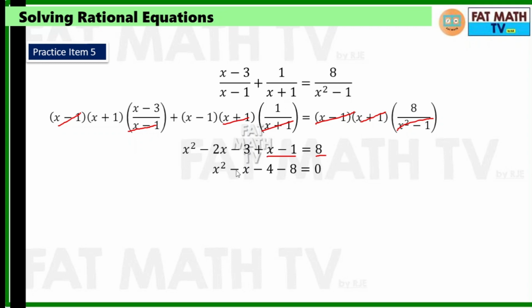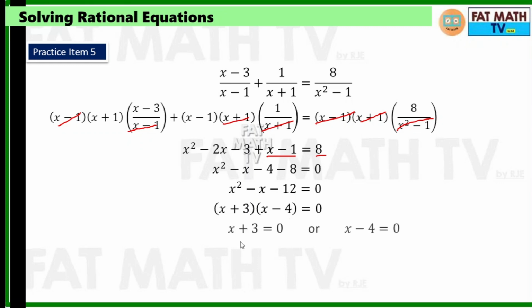Negative 2x plus x is negative x. Negative 3 minus 1, that's negative 4. And then this 8, you transfer it to the left side. That's going to be negative 8. And then simplify again. Negative 4 minus 8 is negative 12. And then factor that. You will have x plus 3 times x minus 4.